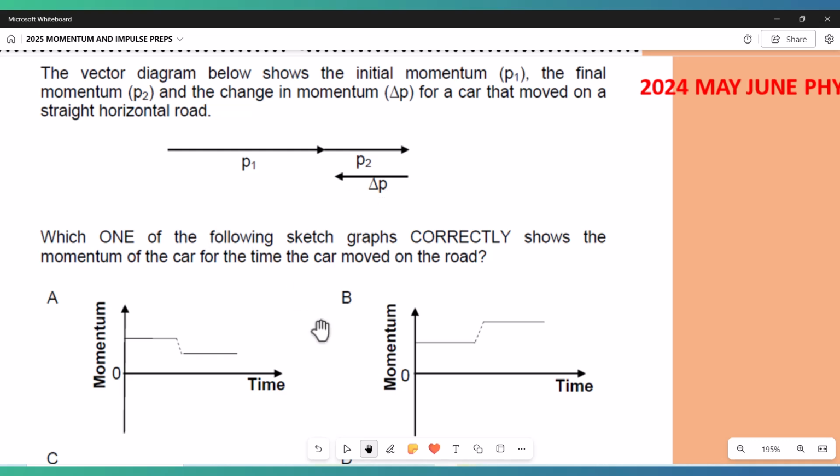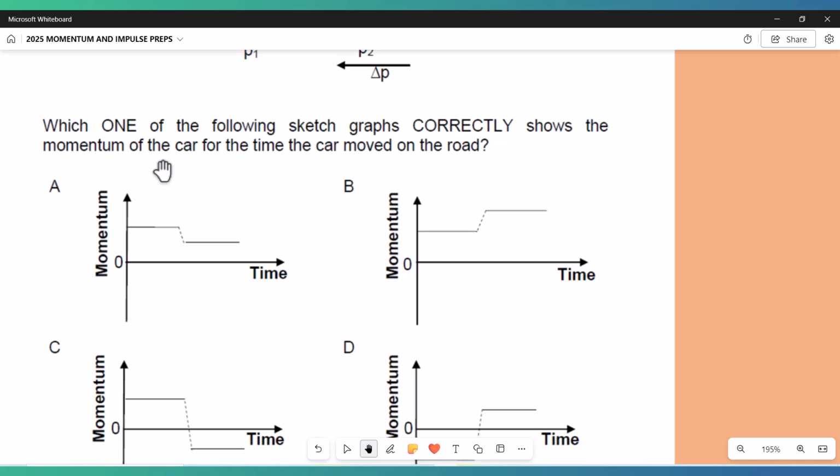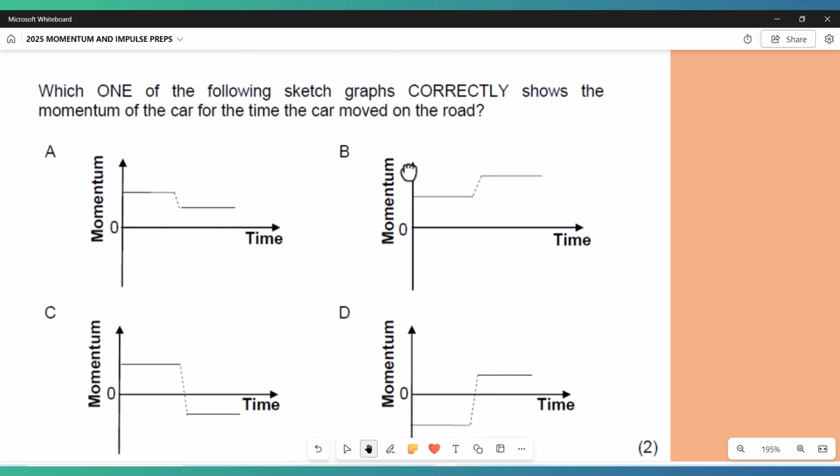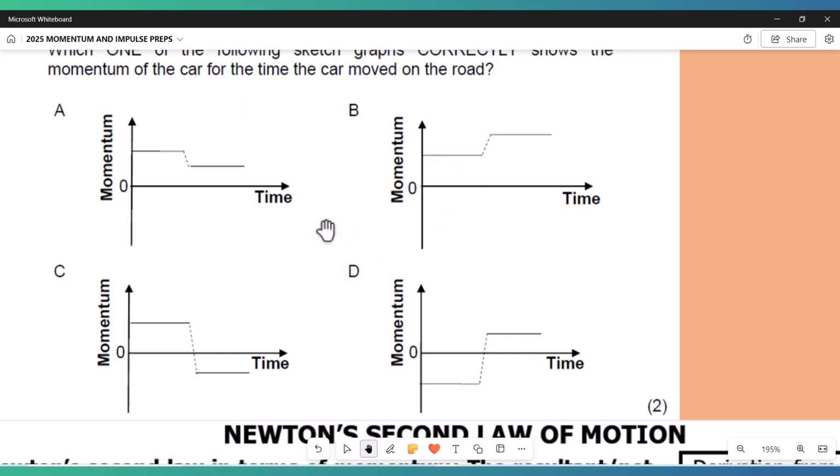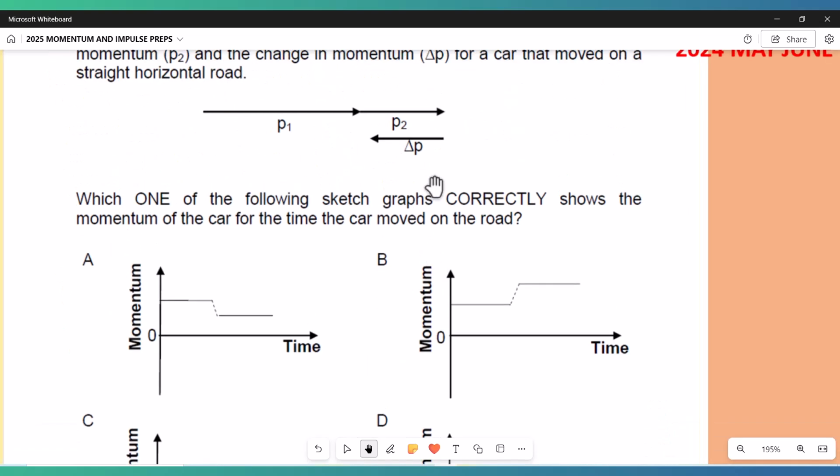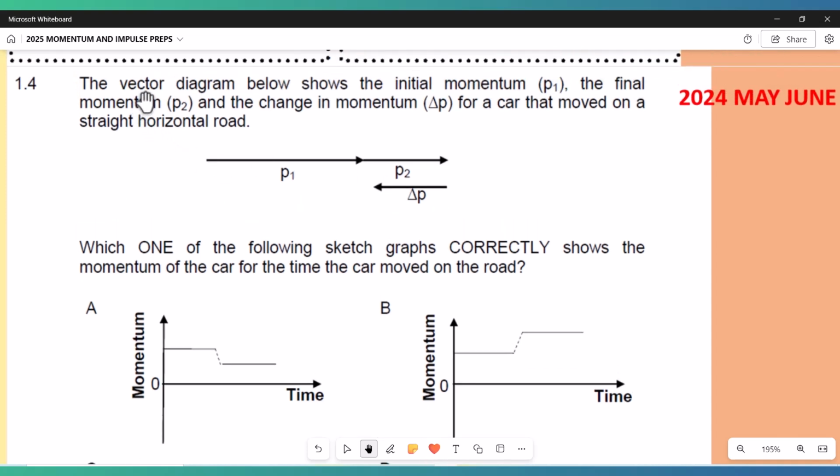Now the question says, which one of the following sketch graphs correctly shows the momentum of the car for the time the car moved on the road? So we have to choose from these four here. Which one is correct? Is it A, B, C, or D? Let us explain again. The question says that the vector diagram below shows the initial momentum P1, the final momentum P2, and the change in the momentum delta P for a car that moved on a straight horizontal road.